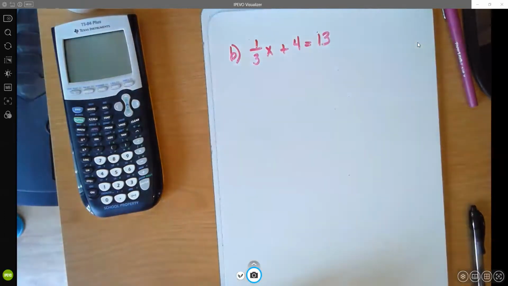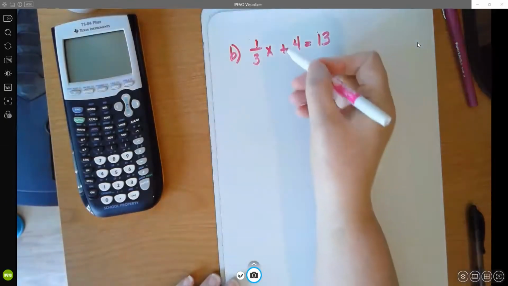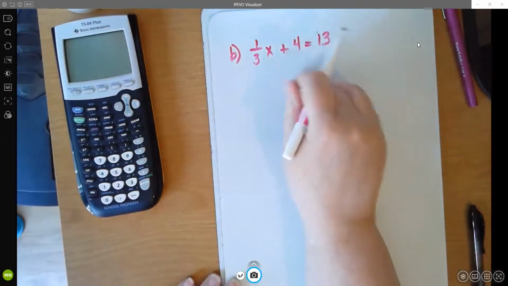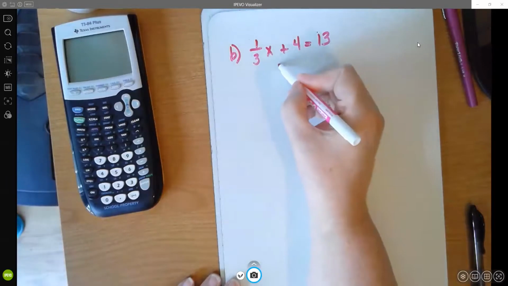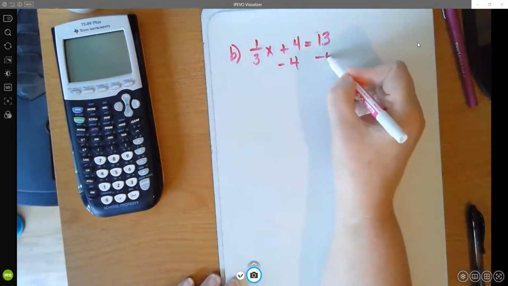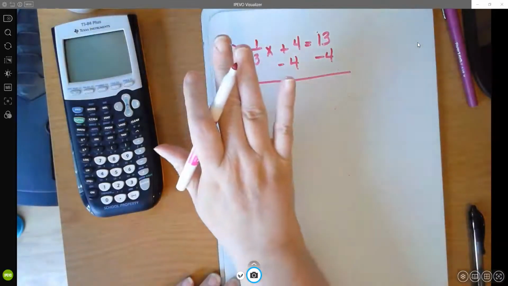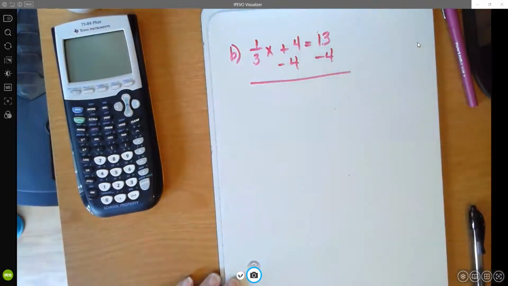Now, there are 2 ways that we can do this. We can do this by getting rid of the fraction first, or we can wait a step and get rid of the fraction in the second step. I'm going to wait till the second step because that 4 and that 13 don't have fractions. So I can take care of that first, because the first thing I want to do is move this number over to the other side. I can do that by subtracting 4 from both sides. That doesn't involve the fraction, so just ignore that it's a fraction and leave it where it's at.